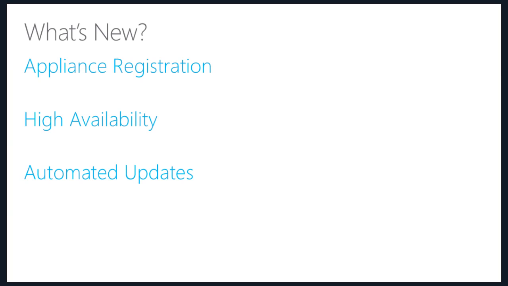Well, there's three main areas that we want to talk about when we talk about what's new in 141. The three areas are appliance registration, high availability, and automated updates. And really, it's these three areas that provide all of the greatest investments and new features that we have available in the 141 version of Cloud Connector. So let's dive right in and take a look at the first area that's new, and that is our appliance registration.